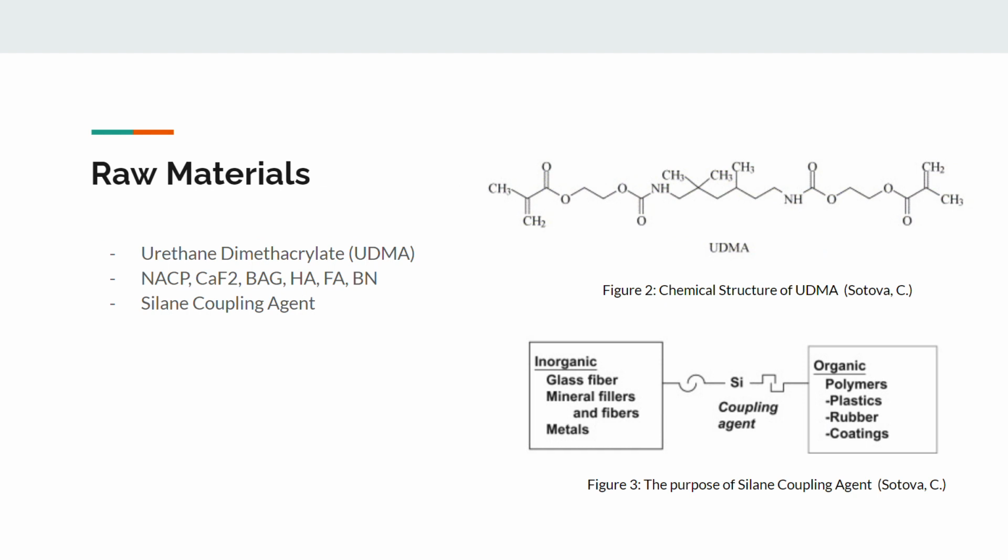The raw materials that are required to produce our dental composite include the following. UDMA, which is the organic polymer matrix as shown in Figure 2. NACP, etc. are inorganic additives to prevent disease and bacteria from attaching to the composite. The silane coupling agent is used to increase chemical interfacial adhesion as shown in Figure 3.